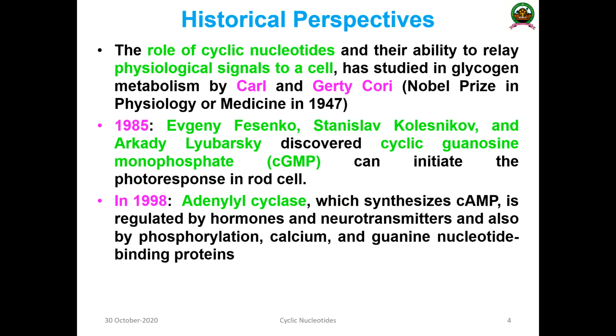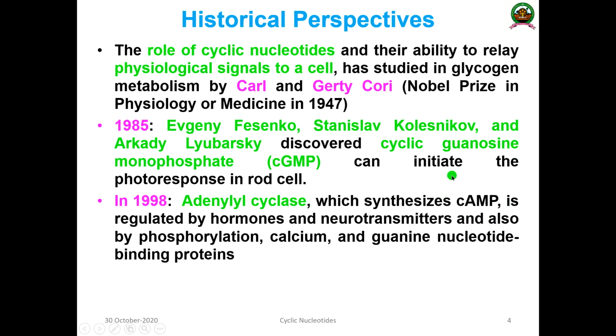So in our vision cells, that is the rod cells and cone cells, in the rod cells the photoresponse is mainly involved. In 1988, a very important enzyme called adenylyl cyclase was identified, which synthesizes cyclic AMP.